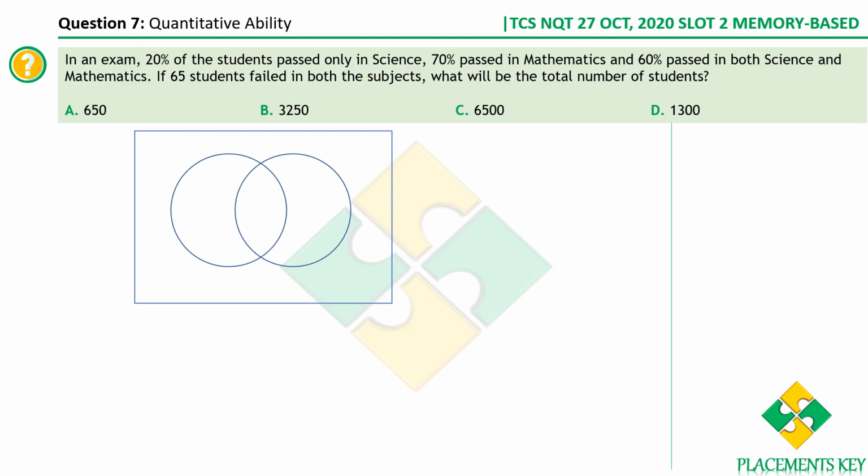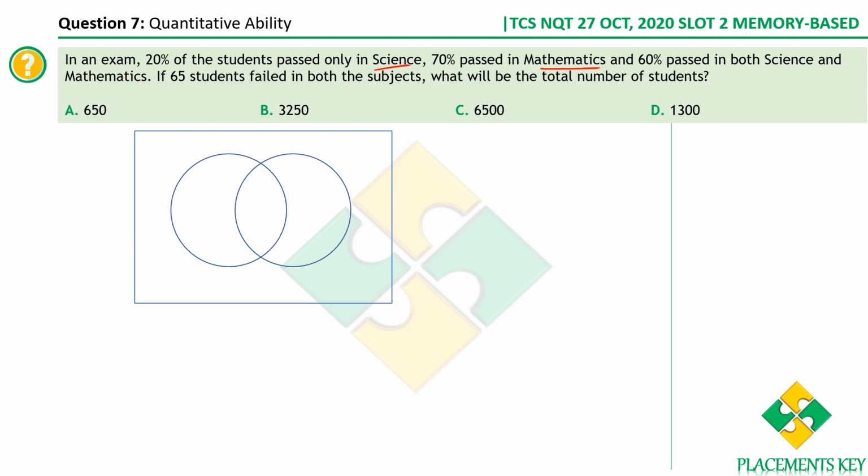Okay, in an exam, 20% of the students passed only in science, 70% passed in mathematics, and 60% passed in both science and mathematics. If 65 students failed in both the subjects, what will be the total number of students? Okay, so clearly we have two subjects, and so it's a Venn diagram based question. It's a two circle Venn diagram based question.